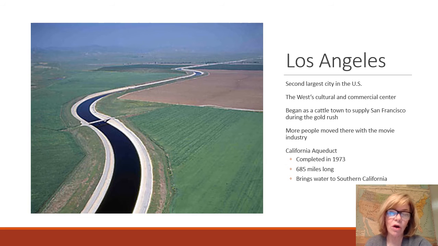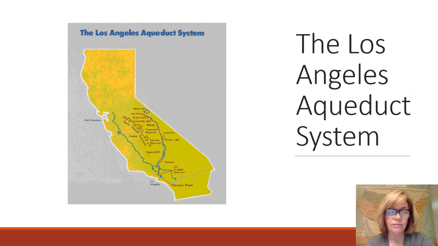Okay, this is the aqueduct that takes water to Los Angeles. It was completed in 1973 and it's 685 miles long, right? So Los Angeles, second largest city in the country, sprawling. We know it's got urban sprawl. It started as a cattle town with the gold rush, but then it really boomed with the film industry in the 1930s, and then it grew since then.